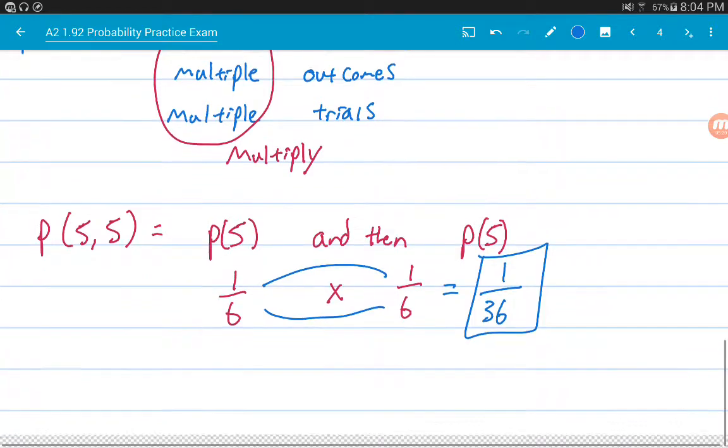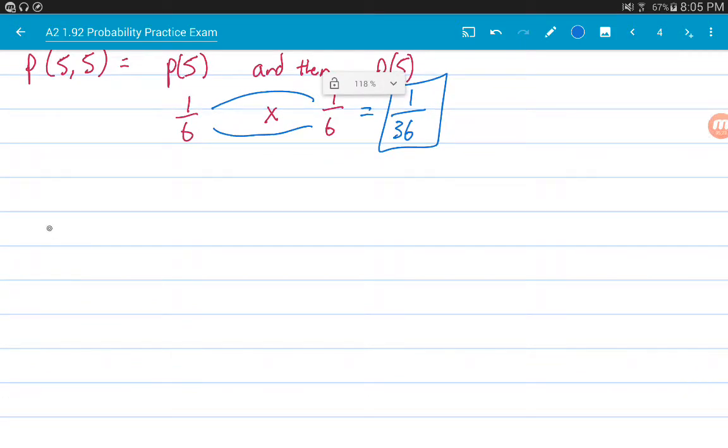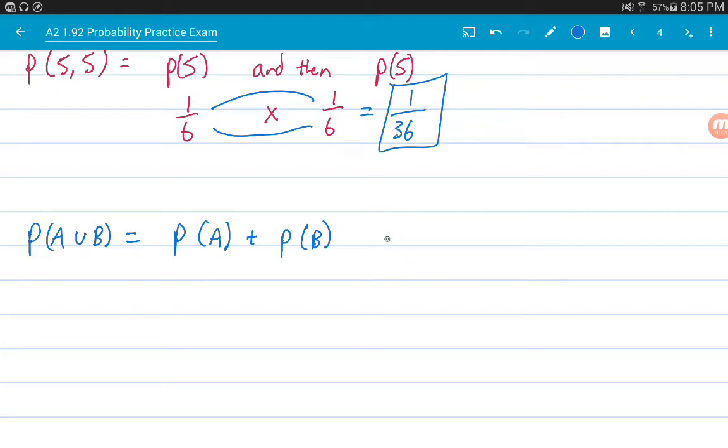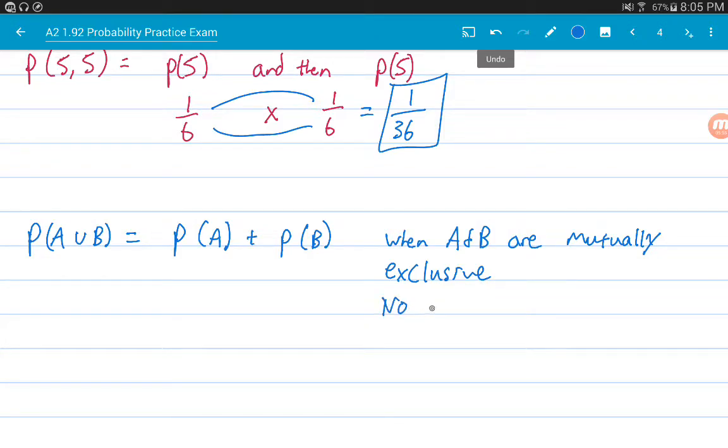Now there are a few different rules that we need to know. We need to know that the probability of A or B is equal to the probability of A plus the probability of B when they're mutually exclusive. Mutually exclusive means there is no overlap, meaning both cannot happen at the same time.